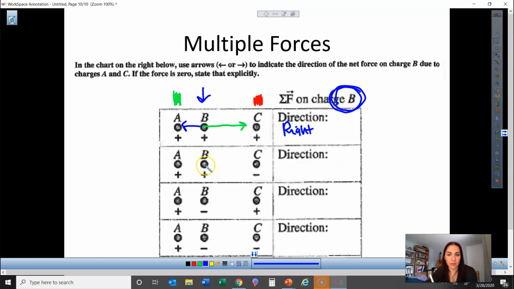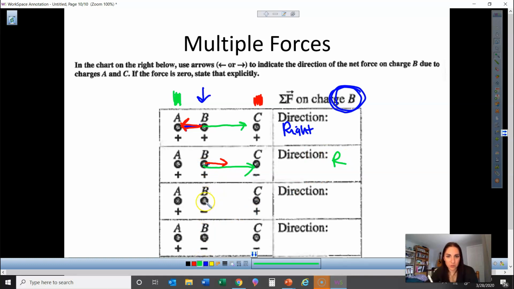I lied. I'll go ahead and do these. B is going to be pushed away from A. I just didn't follow my question, right? This was supposed to be C. C was supposed to be, sorry, red. Okay. B is going to attract C, but it's going to be small. And A is going to push B, which is going to be big. This is right.